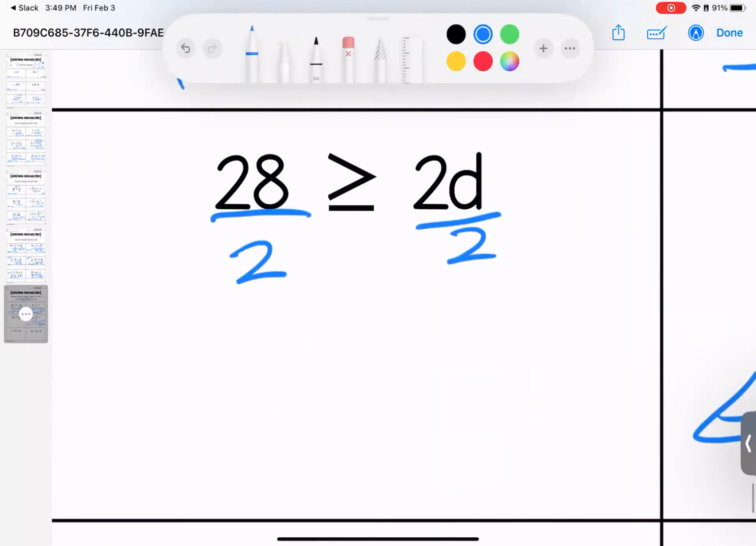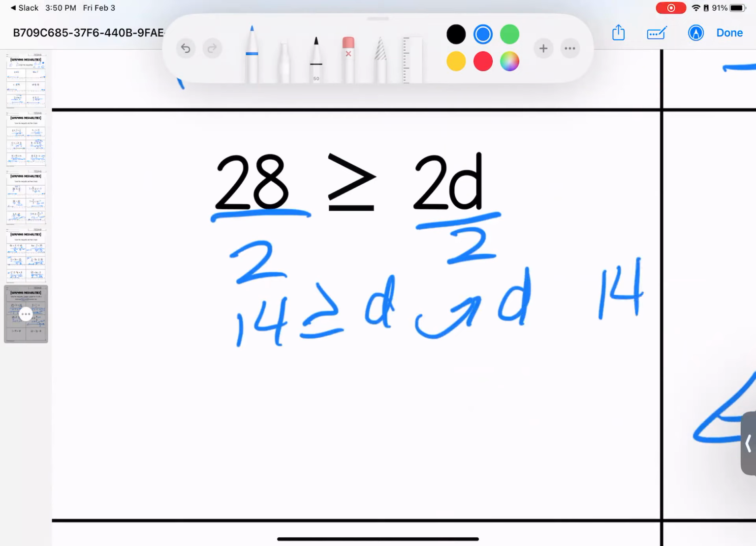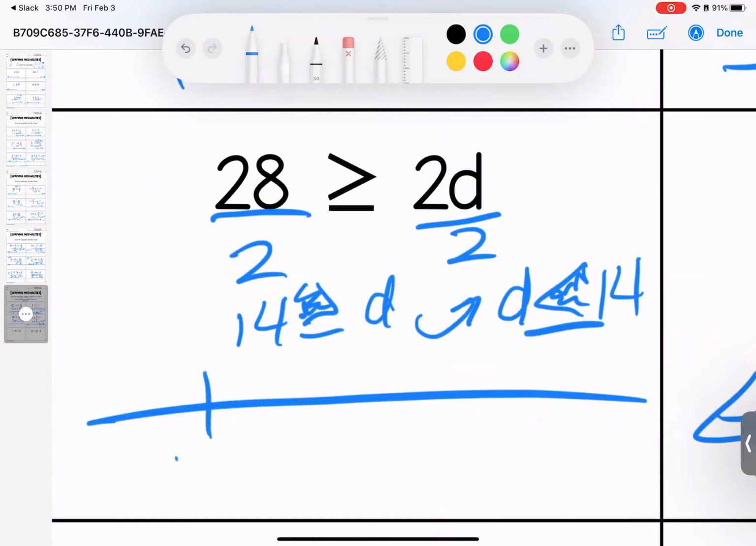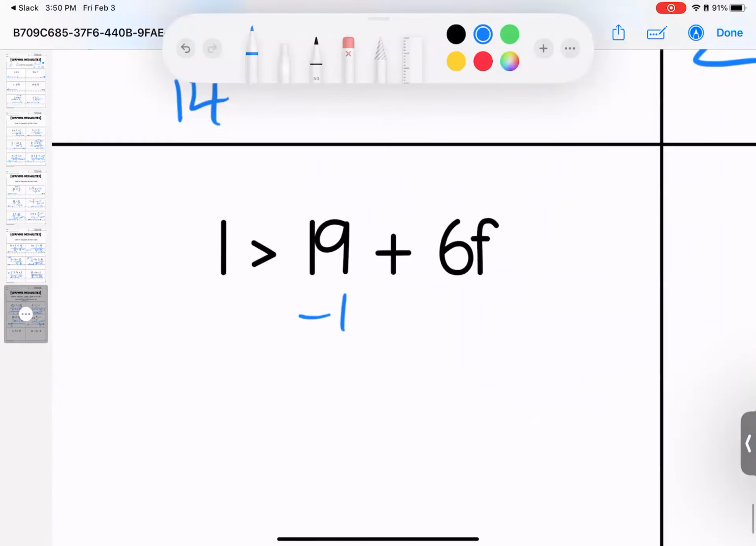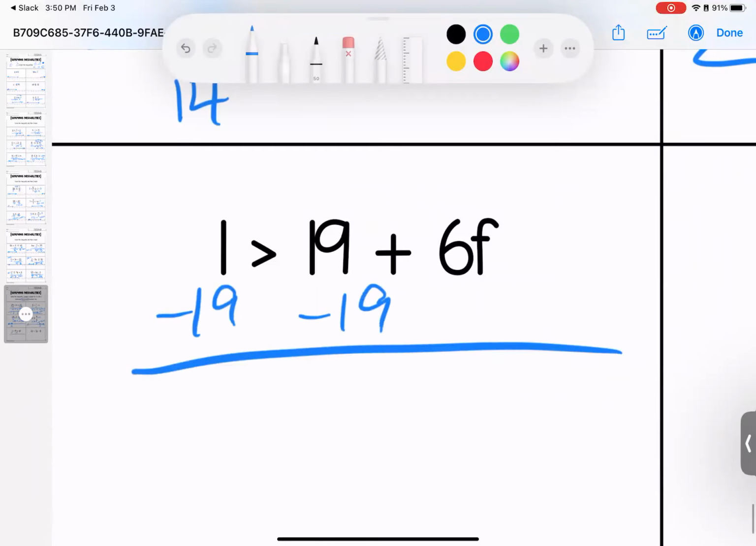Divide by 2, 14 is greater than or equal to d. I'm going to flip it, d on this side, 14 on this side. My teeth are facing the 14. So if I have my line, let's say this one's 14, I'm going to fill it in, and my arrow goes to the left.